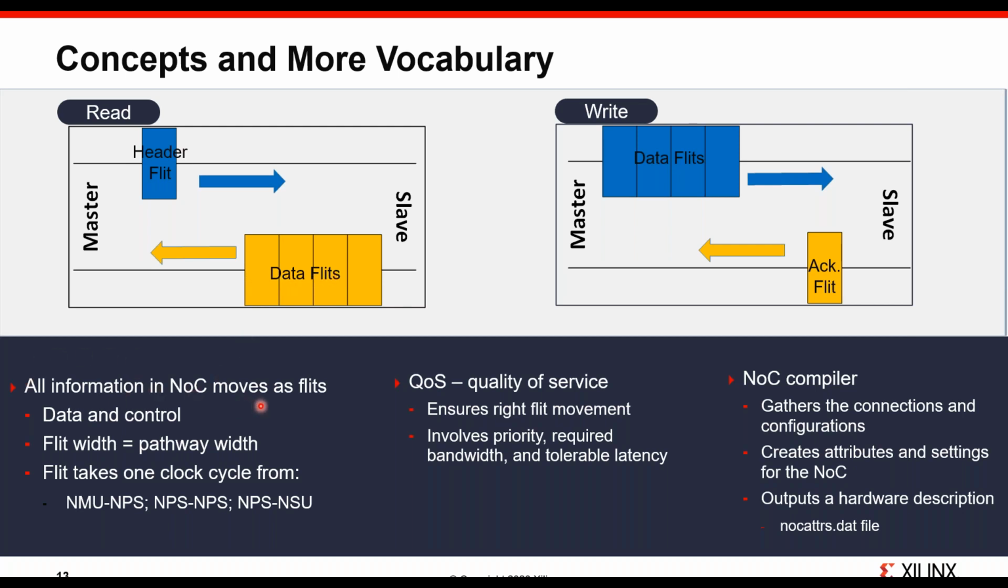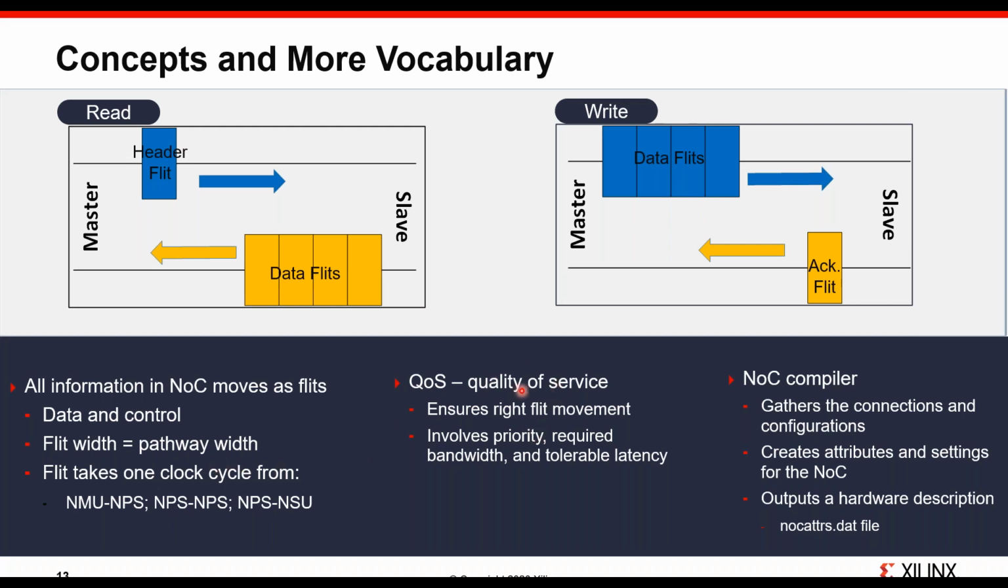So all the information in the NoC moves ultimately as flits. And these can be data and/or control or overhead. And it's one pathway wide and one cycle. So a flit takes one cycle as it moves from the master to the packet switch, and from packet switch to packet switch, and/or packet switch to the slave unit at that point. So you can very rapidly get an idea how long my static path is at that point.